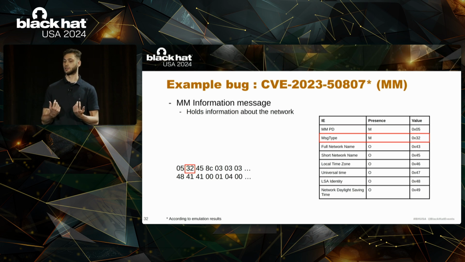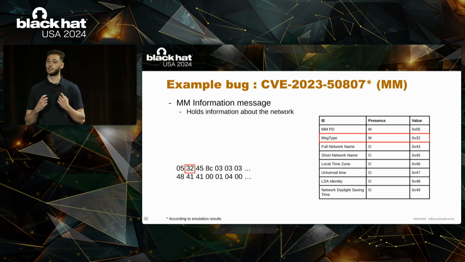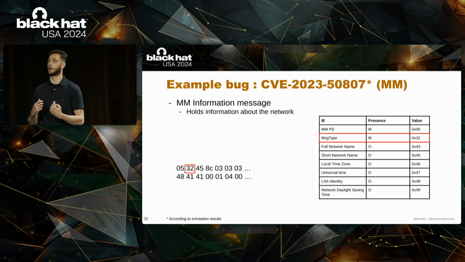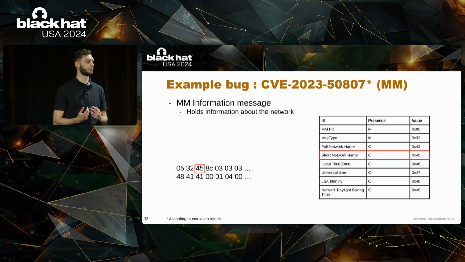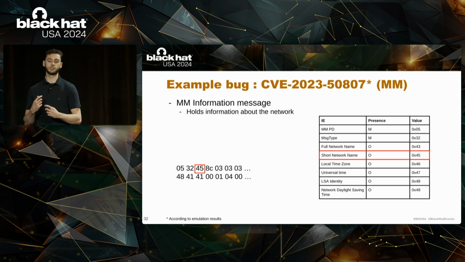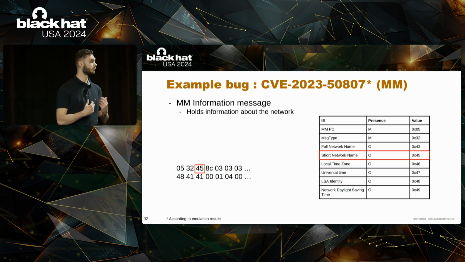The next value is hex 32. And this is the message type of an information message. There are lots of messages in general, but the information message is encoded with the message type hex 32. The next value is hex 45, and this is the short network name information element. As you can see in the table, we've actually skipped the full network name.